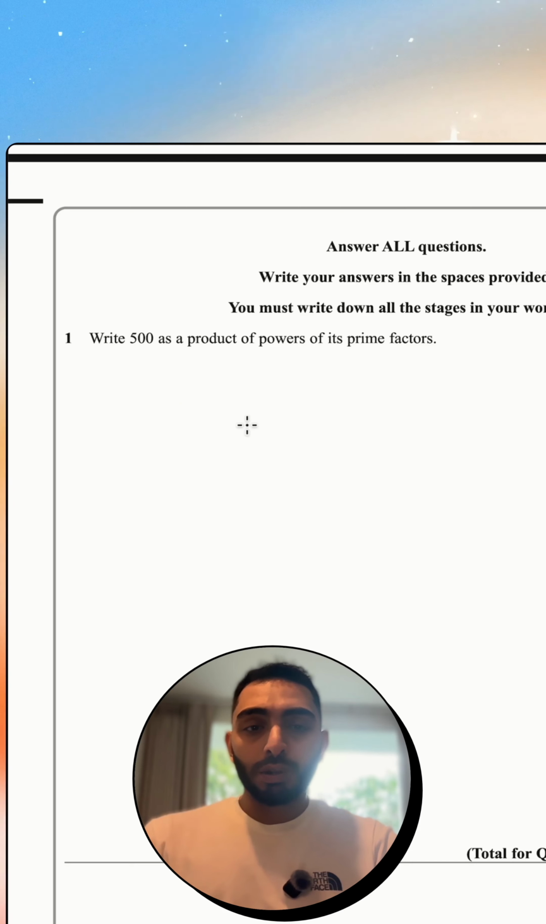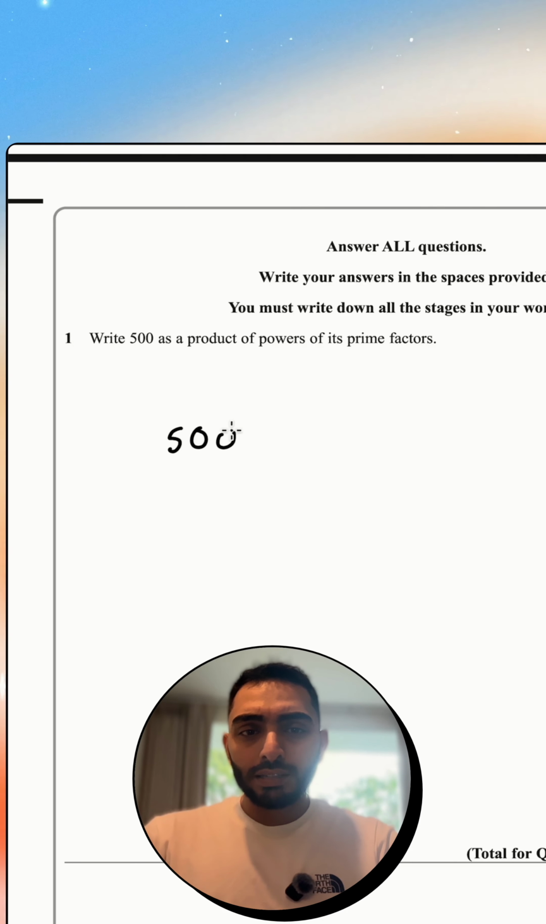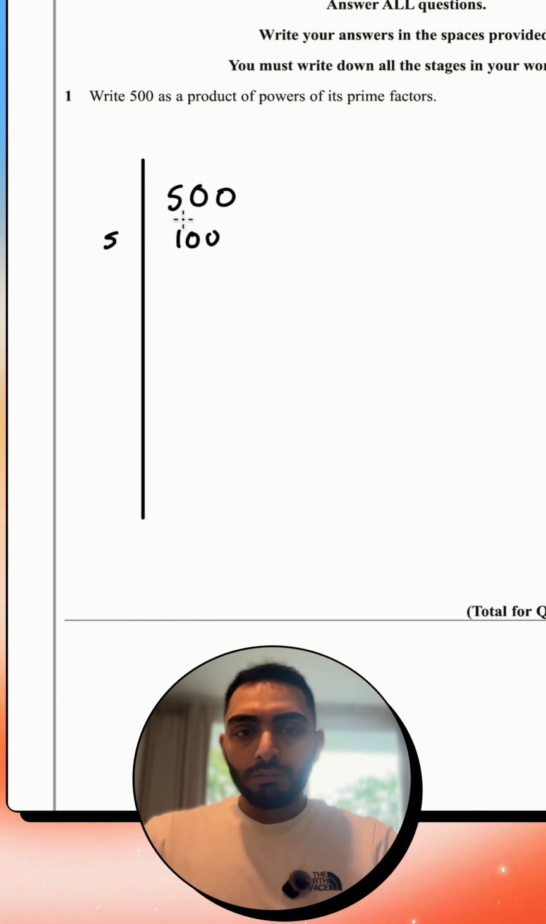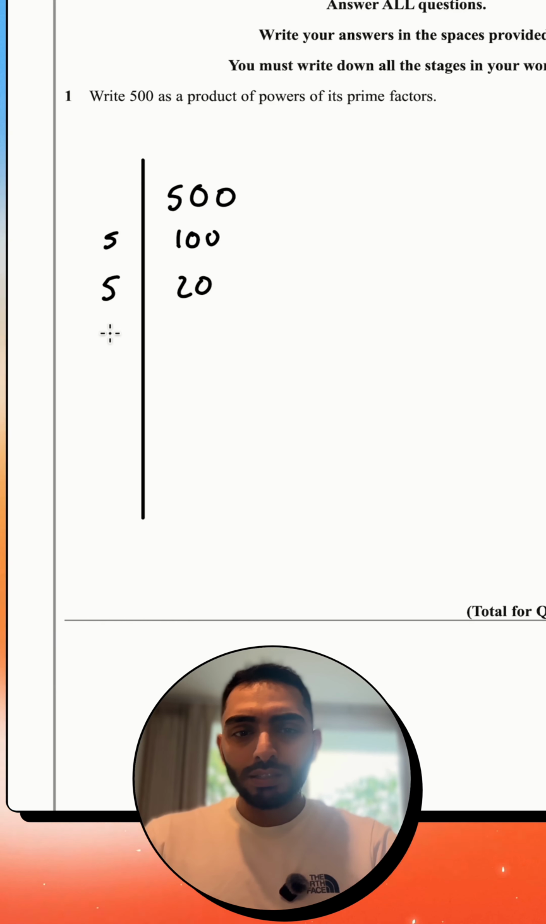So normally I would use a prime factor tree, but here I'm going to use the ladder method. It's quite similar. So I'm just thinking of prime numbers that go into 500. So I'm going to choose 5. And if I do 500 divided by 5, I get 100. If I divide by 5 again, I get 20. If I divide by 5 again, I get 4.